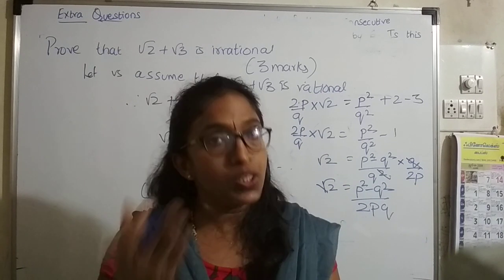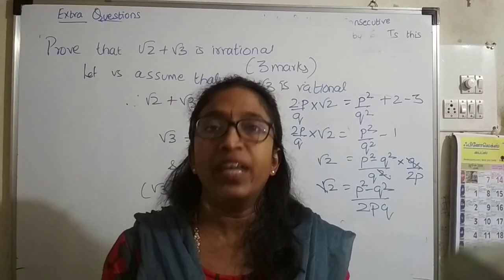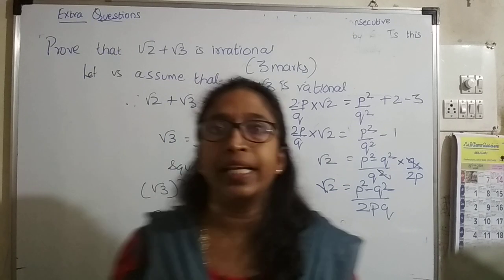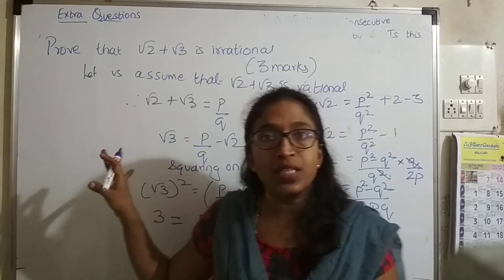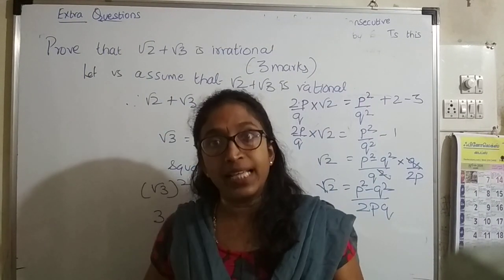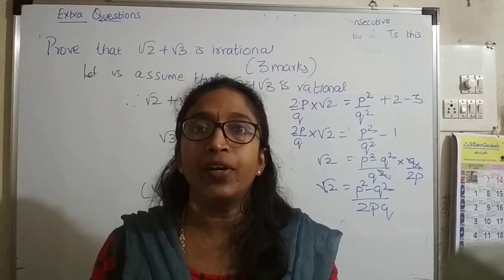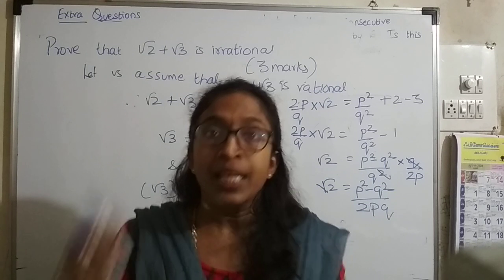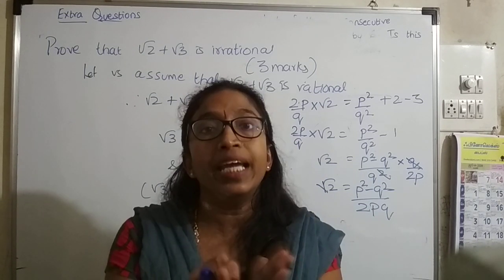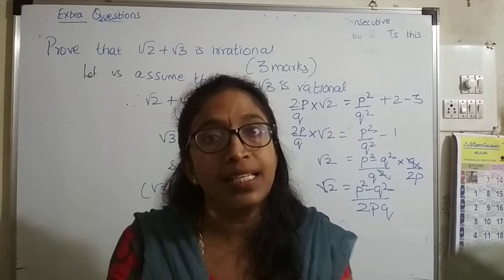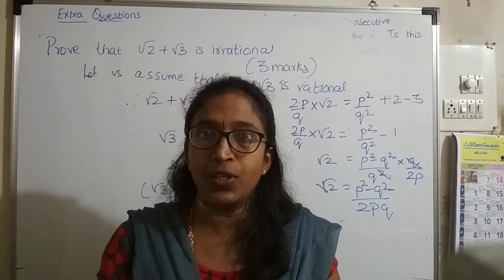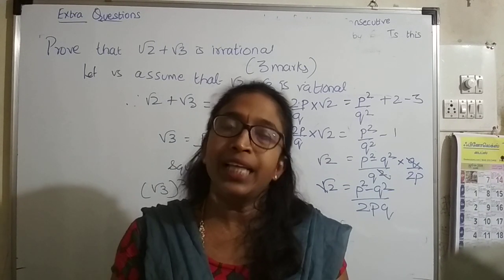Correct? You all just go through this. I hope this is very simple. You just have to understand that the same fact we are using: just take on the other side and square on both the sides. Why are we squaring? So that we get rid of the root sign and we have only one root, and we know the fact that it is irrational. I hope you have understood. Please go through it and understand it.